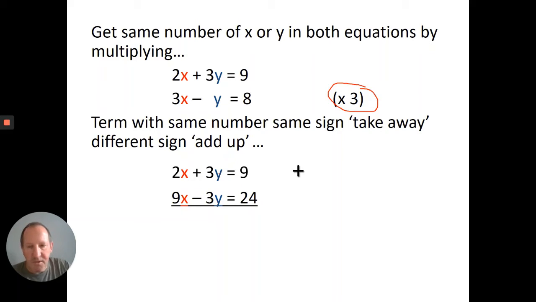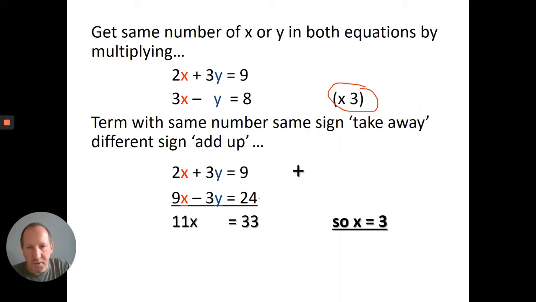2x plus 9x is 11x. 3y add on minus 3y is nothing, and that's the whole point of putting the equations together. I get rid of one of those letters, I eliminate it, and then 9 plus 24 is 33. So what I get is 11x is equal to 33. Always a good sign in the exam when you've got one that you know is going to divide reasonably easily. 33 divided by 11, I find out that x is 3.